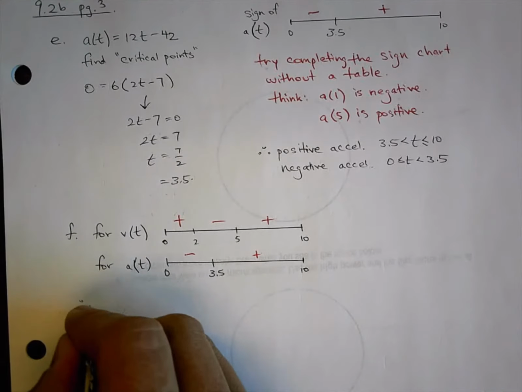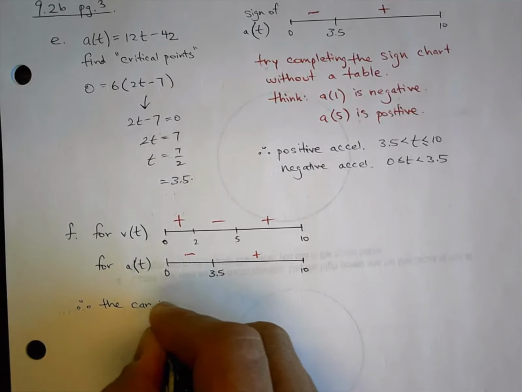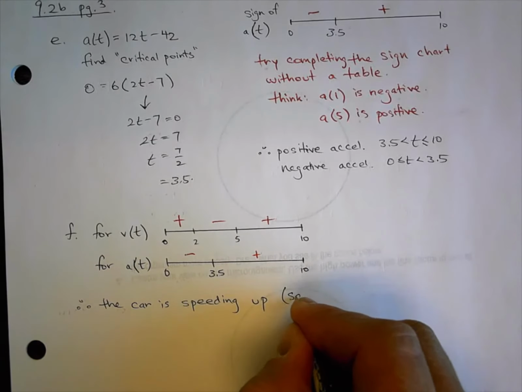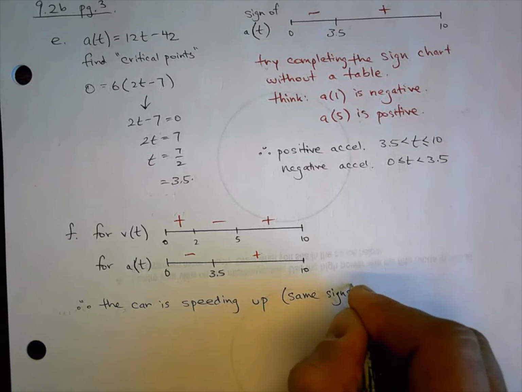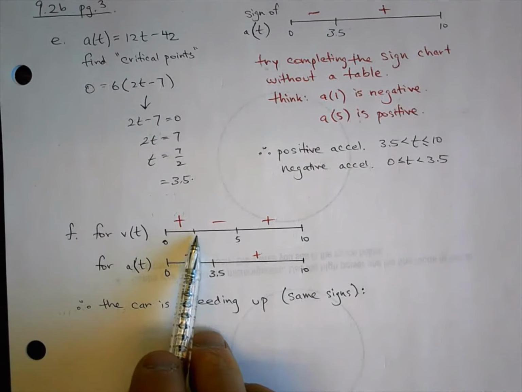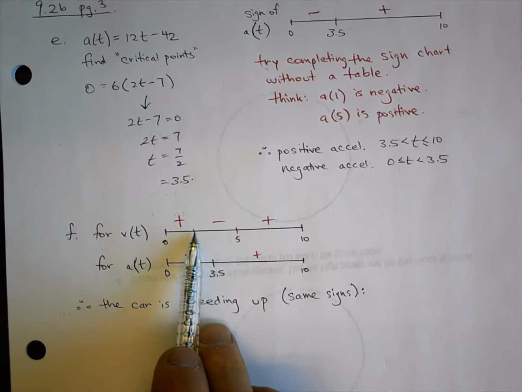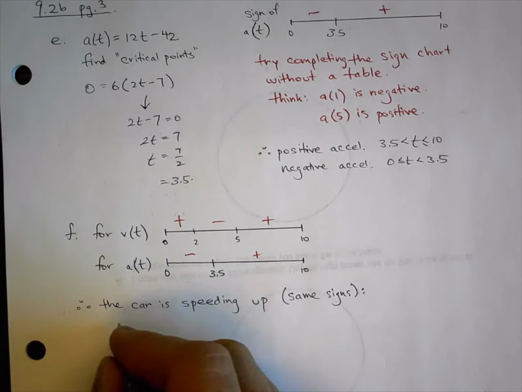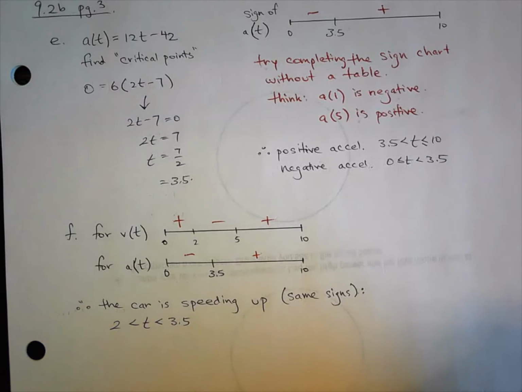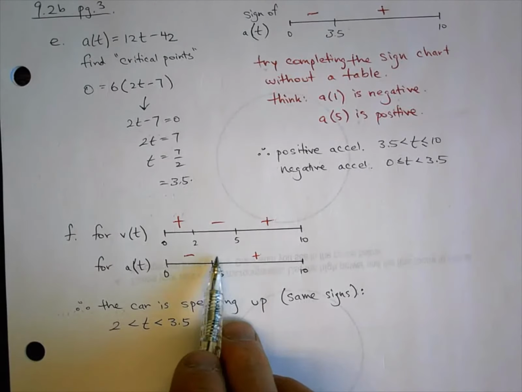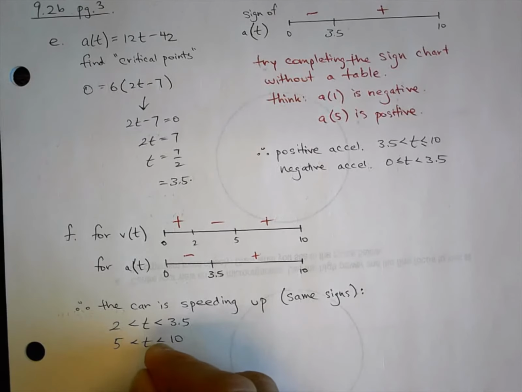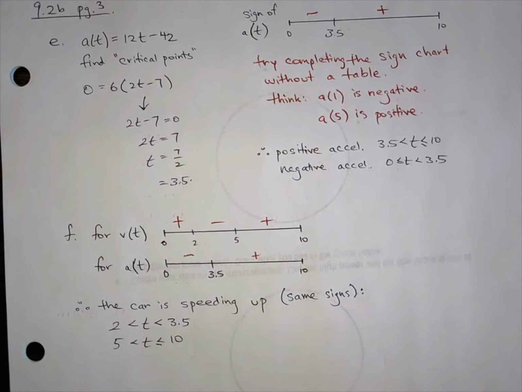So therefore, the car is speeding up with the same signs. When are the signs the same? They're different here. Oh, they're the same for this brief period between 2 and 3.5. They're both negative. And then they're different here, and then between 5 and 10 they're the same. They're plus.